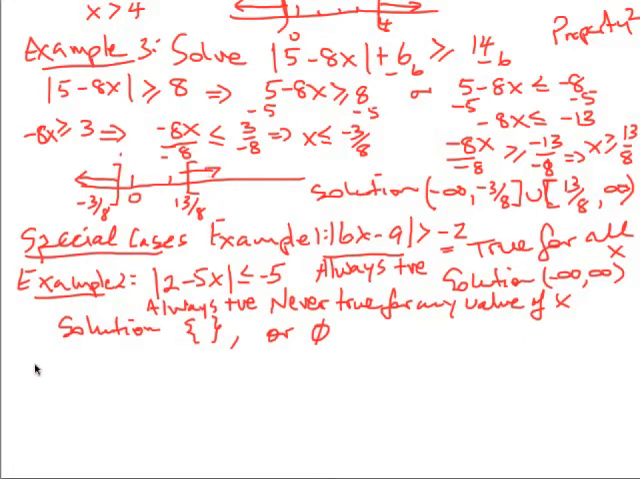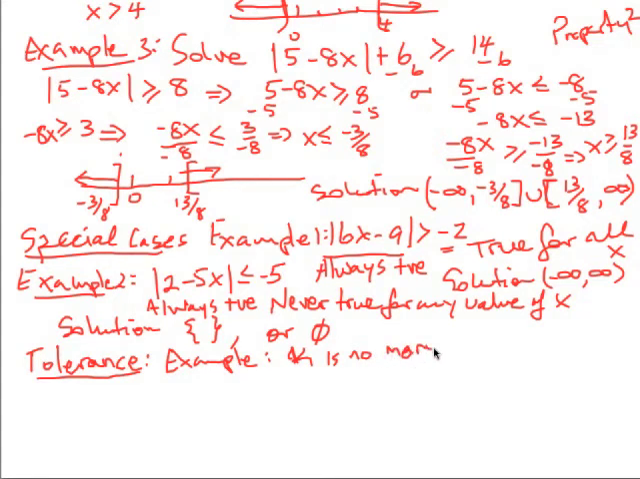Right, now where do we use this? Well, we use it for things like tolerances. When we're making things in manufacturing, we can't make them precise, but we can make them nearly precise, and we always have a certain tolerance that makes it allowable. So let's suppose I have an example that says I want to write K is no more than 9 units from 3.